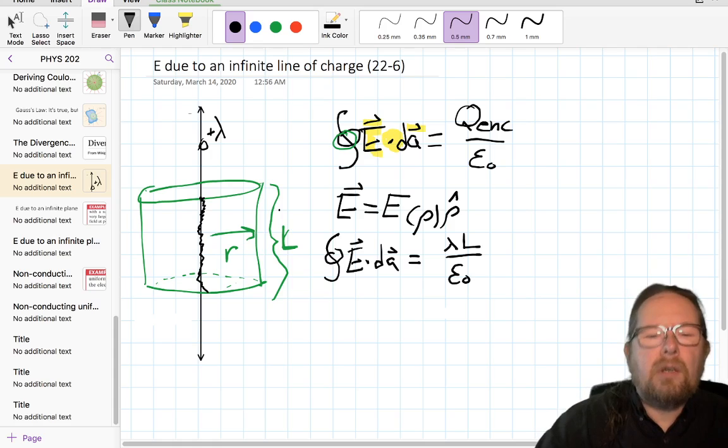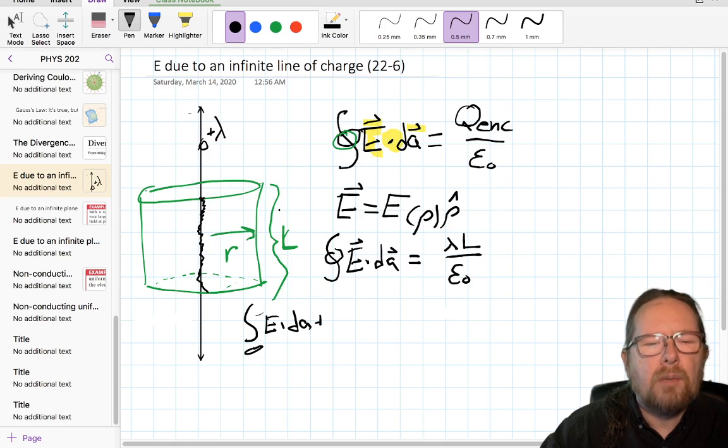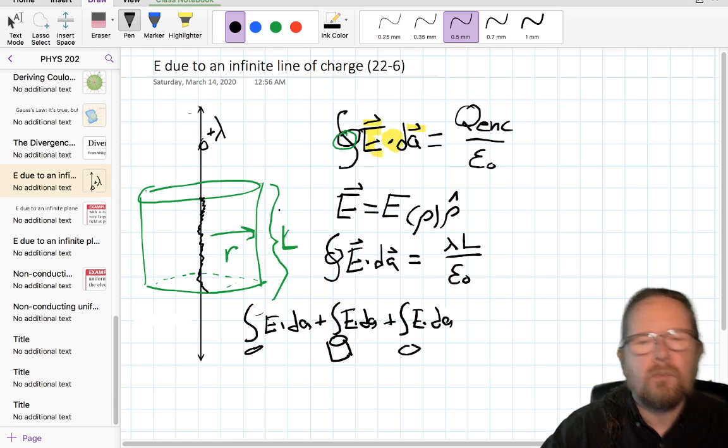The integral of the electric field over the area, if we're being really explicit, we would write as three separate parts. It's the integral of E dot dA over the round top of the cylinder, plus the integral of E dot dA over the outer boundary of the cylinder, plus the integral of E dot dA over the round bottom of the cylinder.